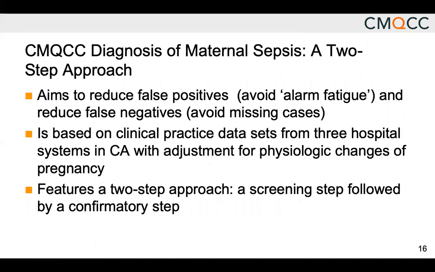We strive to achieve a balance between not overcalling too many sepsis cases and not missing appropriate treatment for infection. So our aim is to reduce false positives, which would involve alarm fatigue, and to reduce false negatives, which means avoiding missing cases. Our approach was based on clinical practice data sets from 3 hospital systems in California with adjustment for the physiological changes of pregnancy. So this is real world data, and we're looking at the experience that's been obtained in a prospective manner. This features a 2-step approach, a screening test basically like MEWS, followed by a confirmatory step.